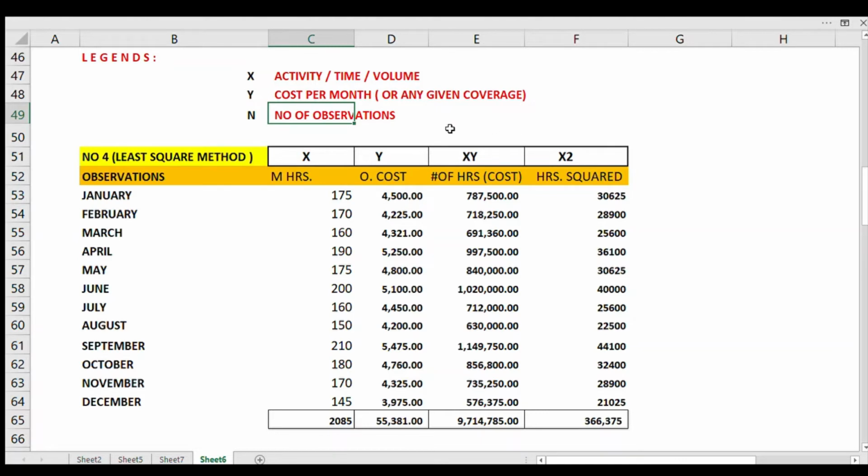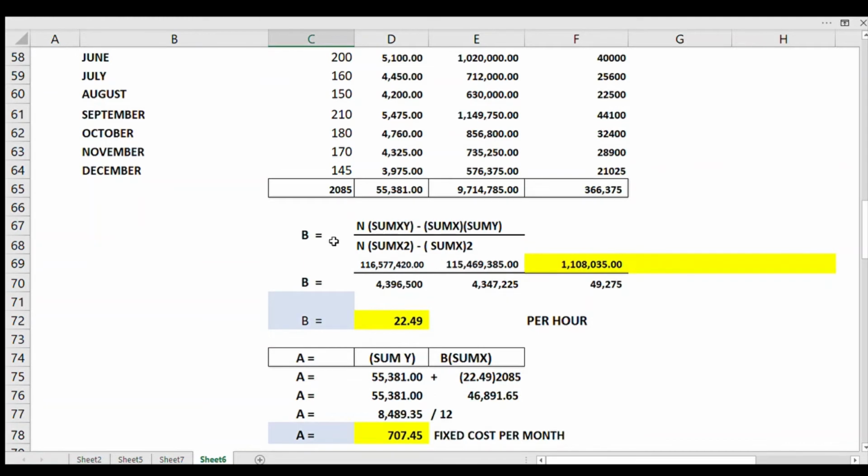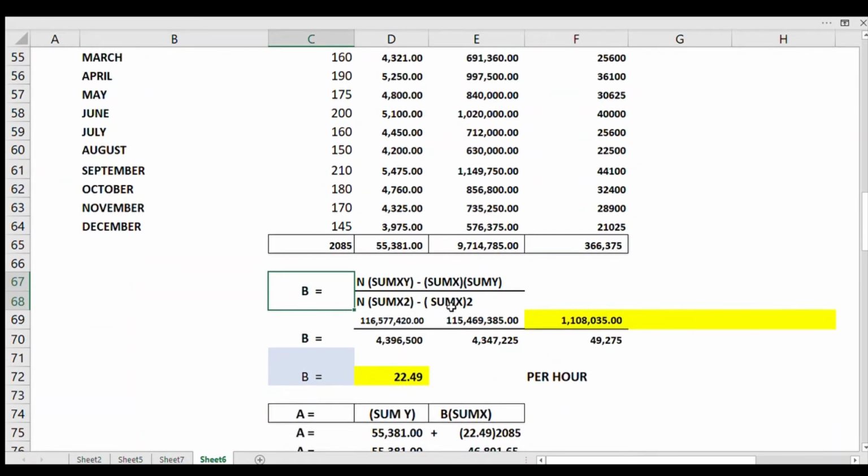So, we will now apply the formula. Ito kasi ang formula ng least square to get the B. B is the variable. B is your variable cost, no? Again, ano, sinasabi natin yan straight that when we try to get the letter B, that is your variable cost. Okay, and that is variable cost per hour at this point, no? Since we apply this in this particular problem.